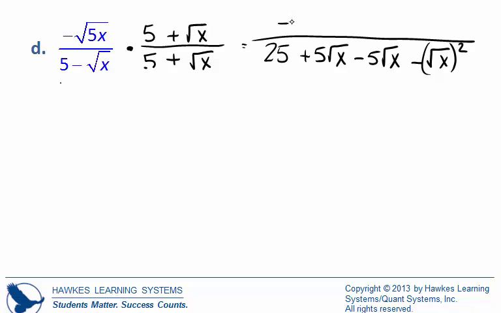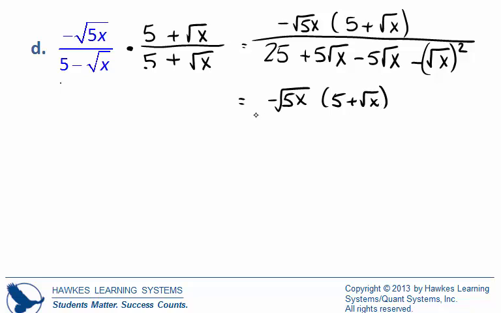And on the top, we're going to have a negative square root of 5x times, in parentheses, 5 plus the square root of x. So again, let's look at simplifying this. I'm going to leave the top alone for right now. And the denominator is going to be written 25. These middle terms will cancel out. And we're going to have minus x.